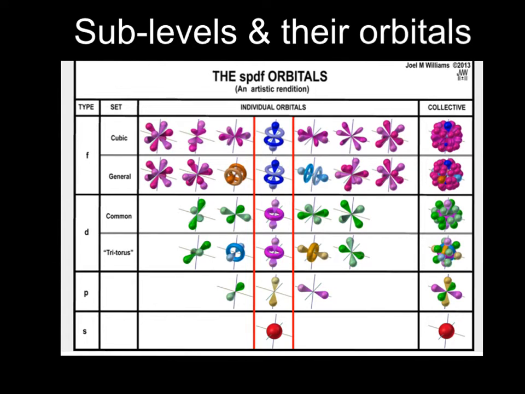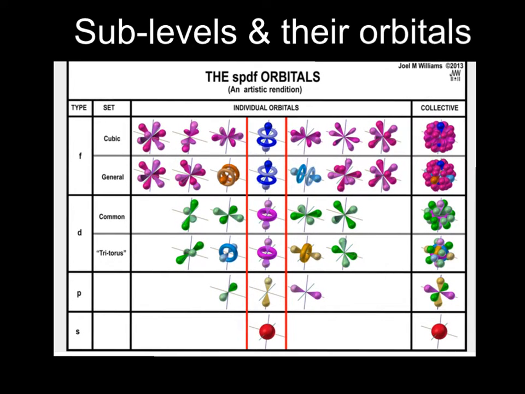This slide is not intended for you to draw anything from. I just want to discuss this a little bit with you. There are 4 types of sublevels that I just discussed on the last slide. The first sublevel is S. The second sublevel is P. The third is D. And the fourth is F.